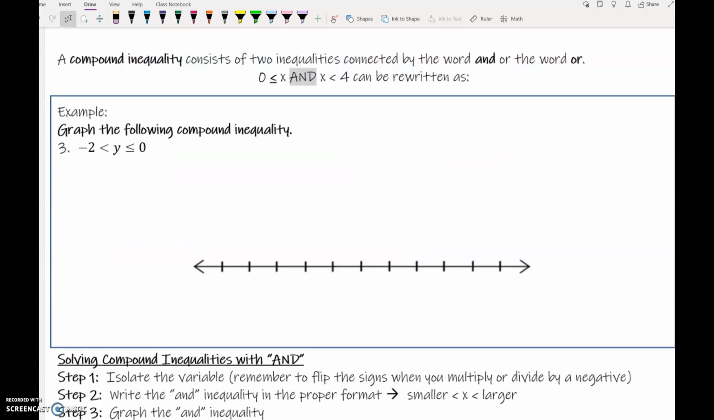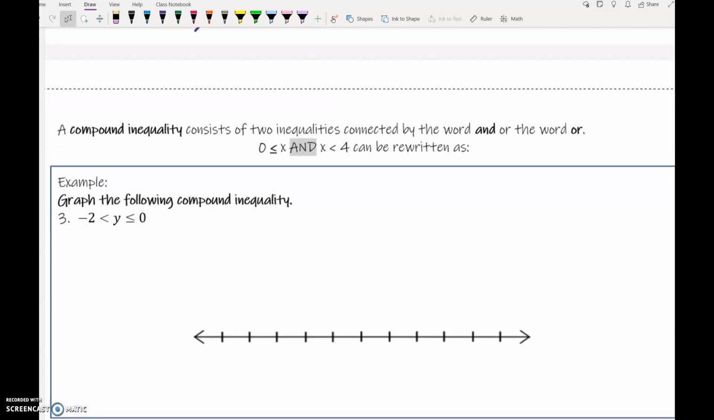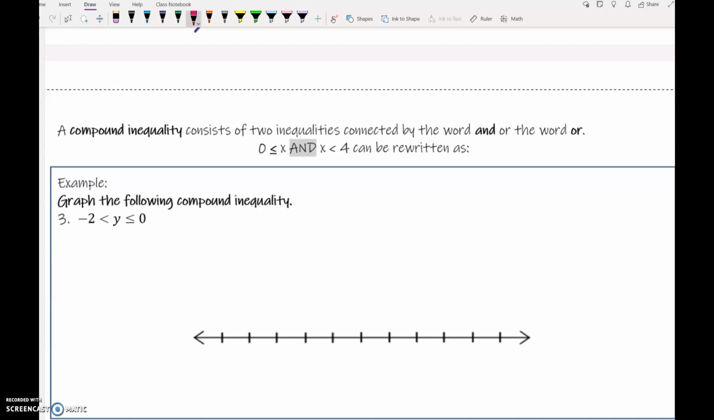There are 2 types of compound inequalities. There's and inequalities and there's or inequalities. An and inequality is really like, if you look up here at the top of the page, if x is bigger than 0 and x can be smaller than 4, then 0 is less than or equal to x is less than 4. An and inequality means that x can be anything in between 2 specific numbers. And inequalities are usually written as a 3-part inequality.